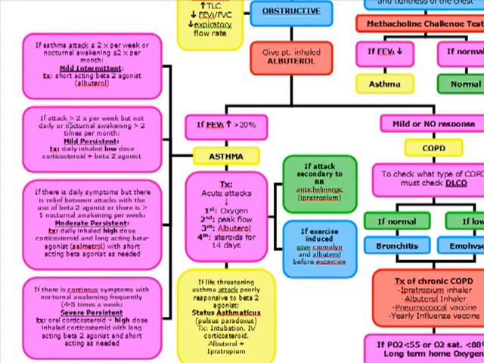If the attack happens more than 2 times per week, but not daily, or nocturnal awakening happens more than 2 times per month, it's known as mild persistent disease, and our treatment is a daily inhaled low-dose corticosteroid plus a beta-2 agonist such as albuterol. If there's daily symptoms, but there's relief between attacks with the use of beta-2 agonists, or there's more than 1 nocturnal awakening per week, it's known as moderate persistent, and we're going to treat these patients with daily inhaled high-dose corticosteroids and a long-acting beta agonist such as salmeterol, and as needed, short-acting beta agonists.